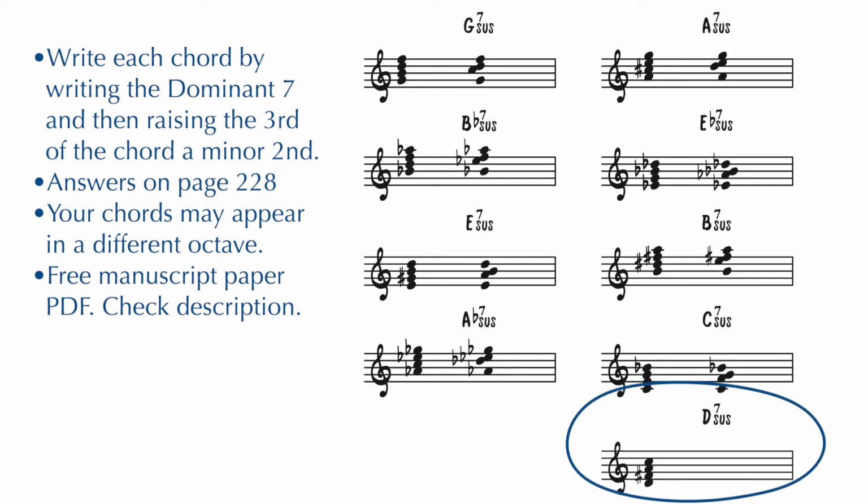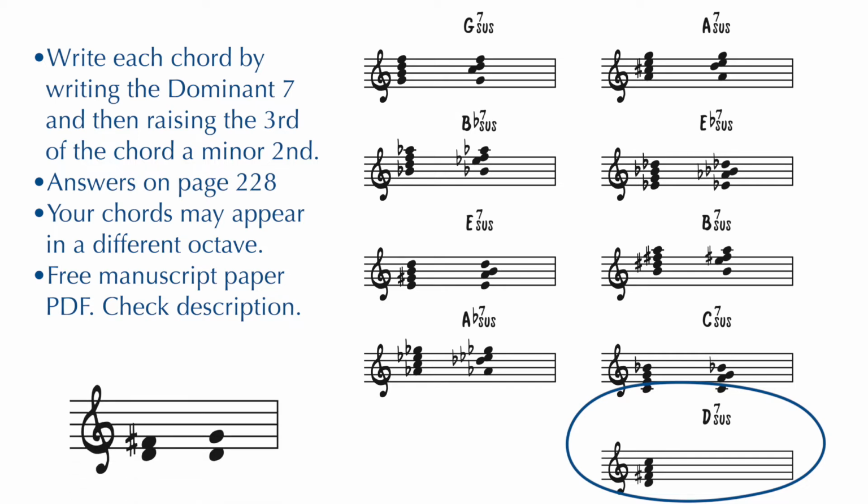And finally, D7sus. First write a D7 chord, that's going to be D, F sharp, A, and C. Take the third of the chord, that F sharp, raise it a minor second or half step, so it becomes a G, which is a perfect fourth above the root, and now we have D, G, A, and C, or D7sus.